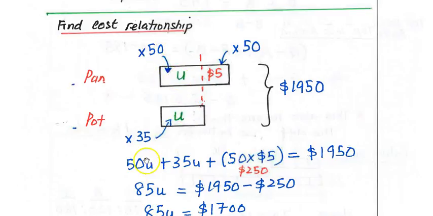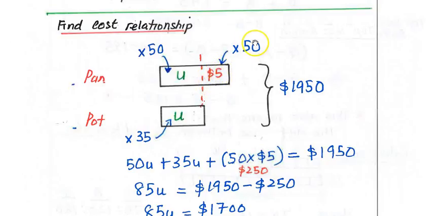50U, you put over here. Can you see slowly here? 50U, this part, put over here. And 35U, put over here. Now, these two U's, total is 85U. Can you see? Right, now let's deal with the money.